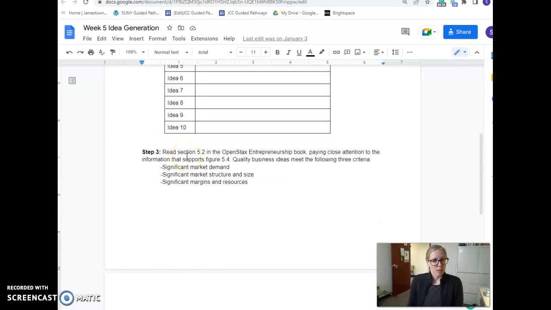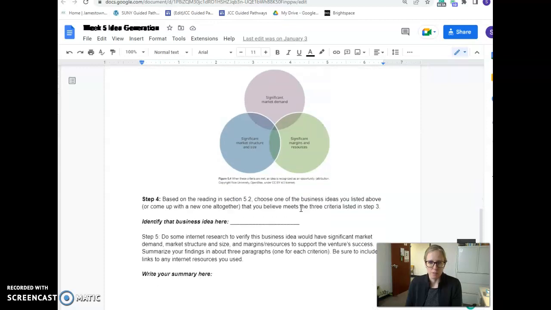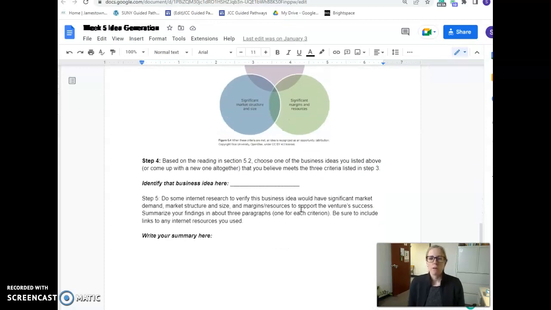Step 3 is read that section in the book that I just showed you, paying attention to these areas here: market demand, market structure and size, and then margins and resources for entrepreneurial opportunities. What you'll do is evaluate the 5 to 10 business ideas that you listed based on those 3 criteria and identify one that you think best meets the 3 of those criteria.